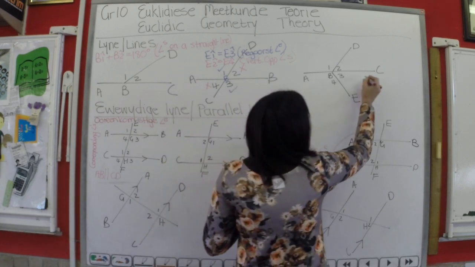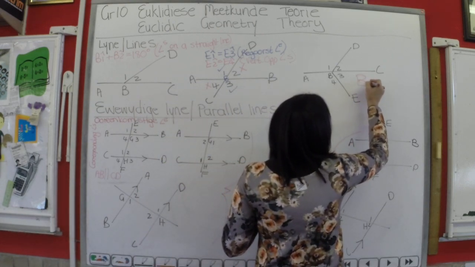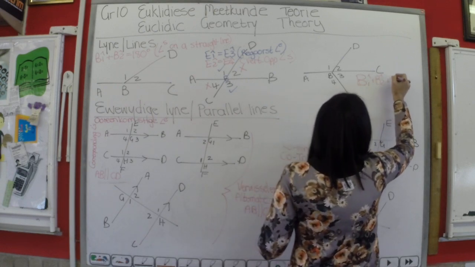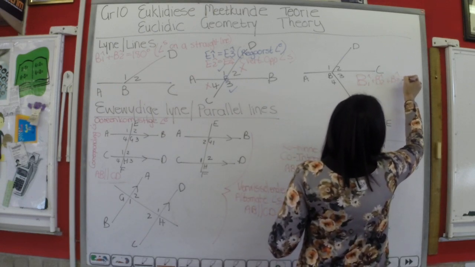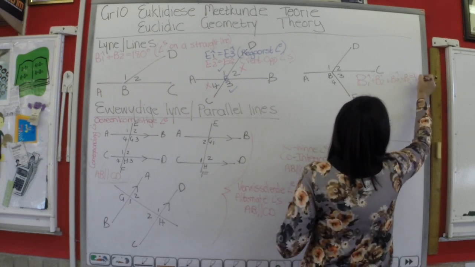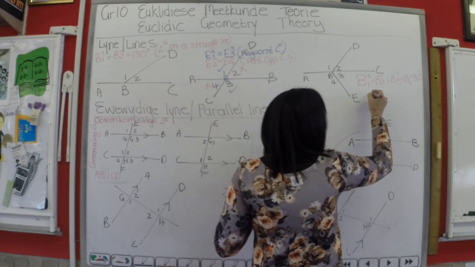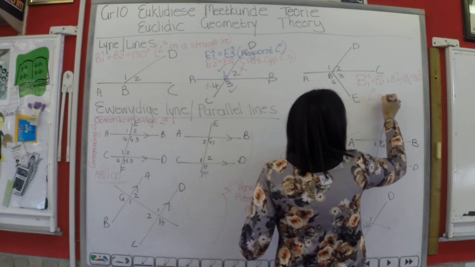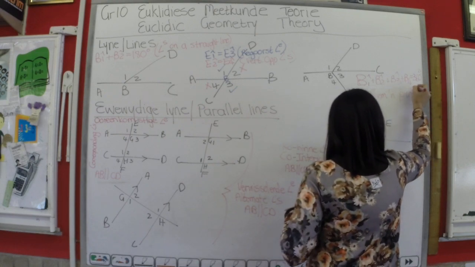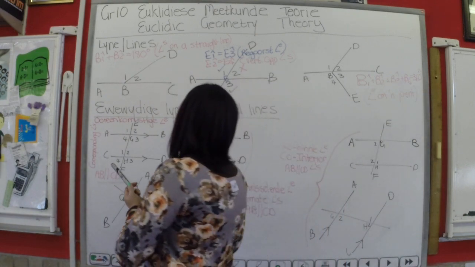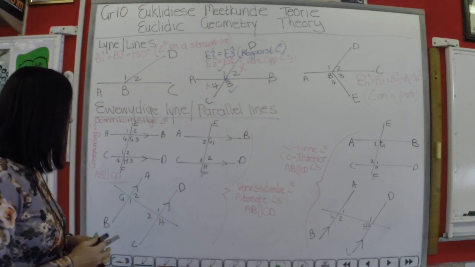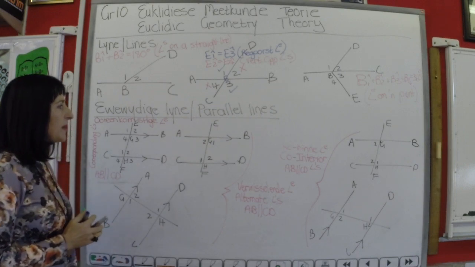So if you add them all together, we've got B1 plus B2 plus B3 plus B4 gee vir my 360 grade. En hoekom? Dis hoeke om 'n punt. Angles around a point, or that's a revolution. Very important, hierdie van graad 9 af, ons moet dit baie goed ken. Dan kom ons by ewewydige lyne, parallel lines.